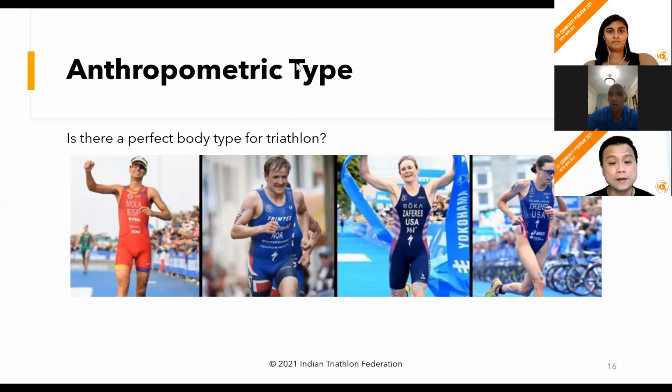So back to Dr. Radkar's point. Is there actually a perfect body type for triathlon? I'm going to leave it to you to decide. All right. Nice.